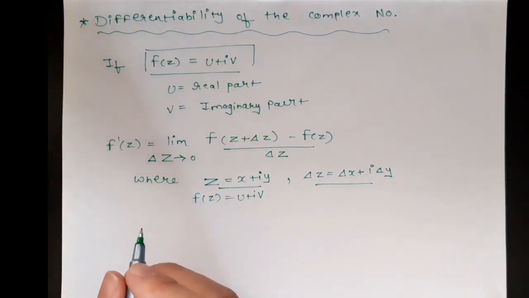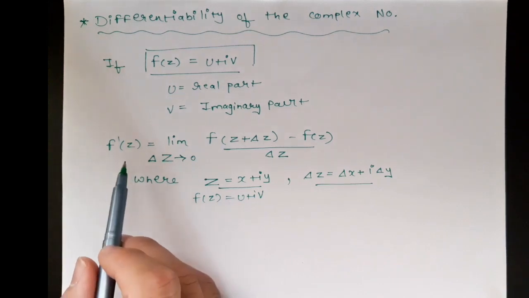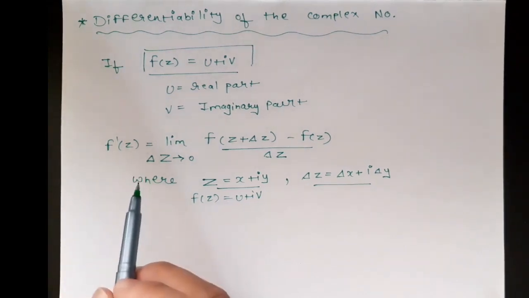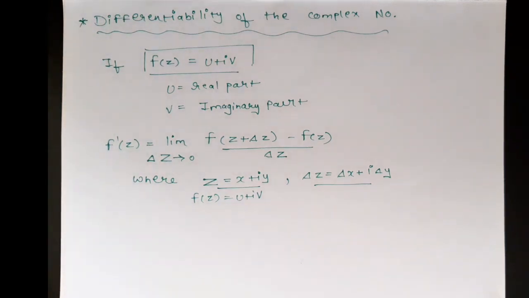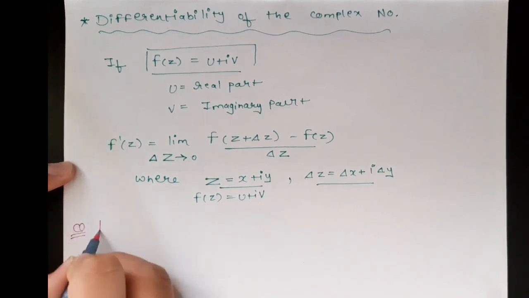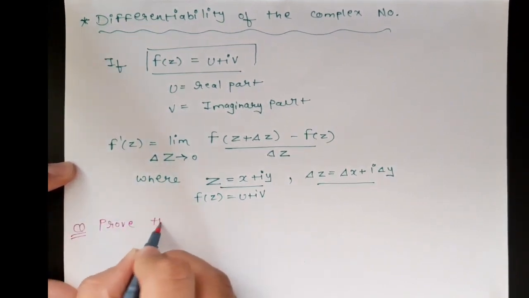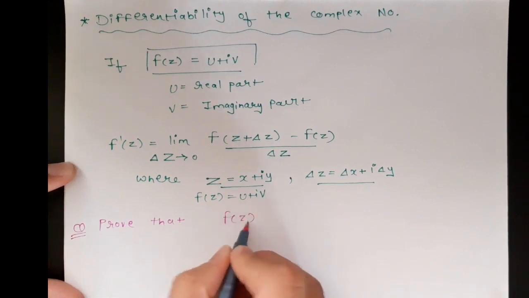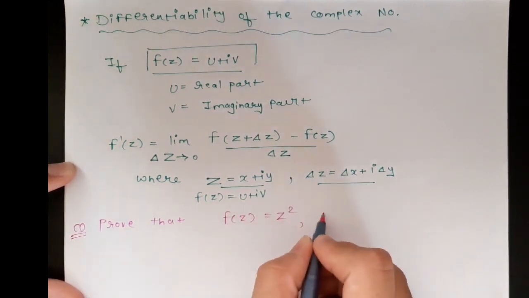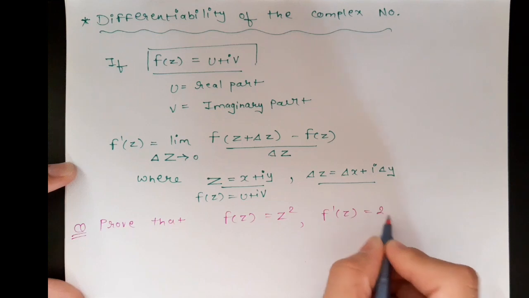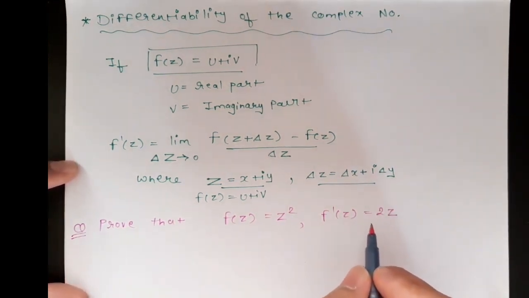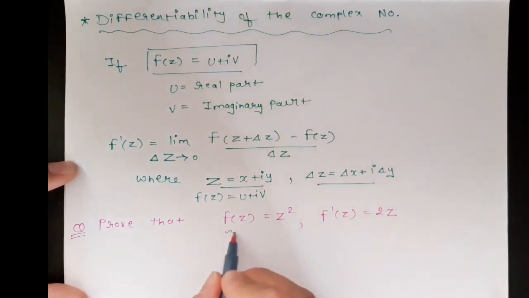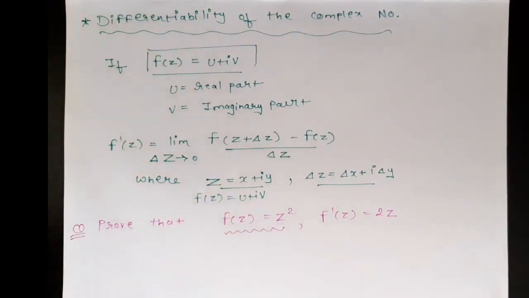So we will see an example for the use of this definition of differentiability. Question: prove that f'(z) = 2z when it is given that f(z) = z squared.